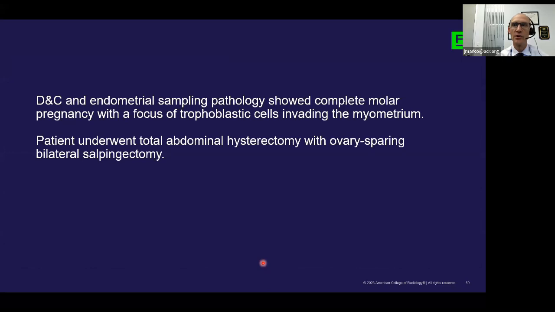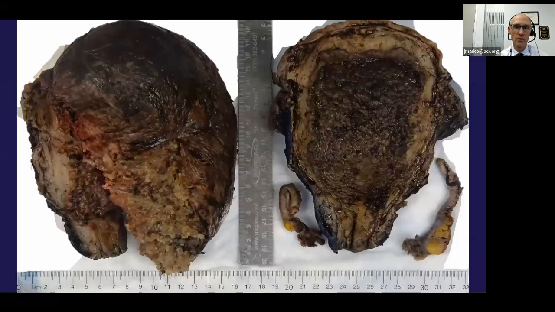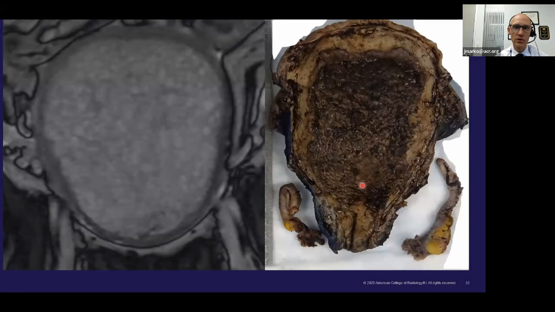Okay, so the original biopsy sample came back and it showed that there was indeed a molar pregnancy, and there was an area concerning for trophoblastic cells invading into the myometrium. At this time, the patient opted to have a total abdominal hysterectomy with ovarian sparing bilateral salpingectomy. Here is the gross specimen of the uterus, which I think beautifully correlates with the MR image, as you'll see here. There are numerous tiny cystic spaces all throughout that expanded endometrial canal, really nicely correlating with the little T2 bright cystic spaces.